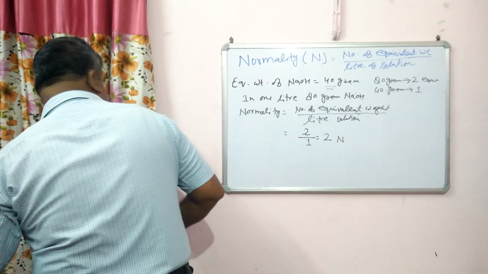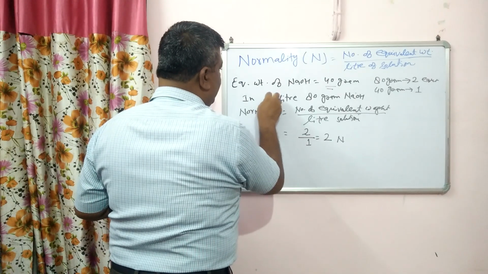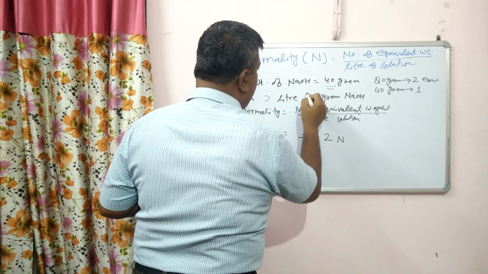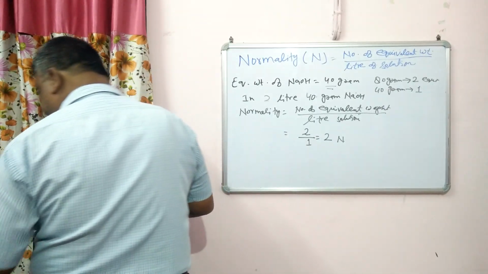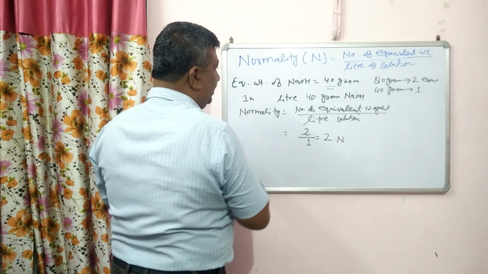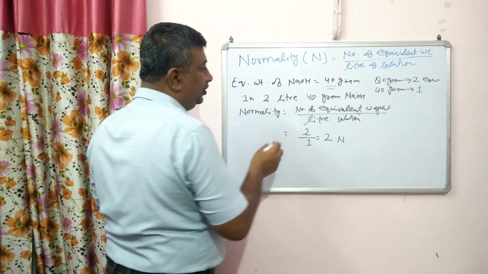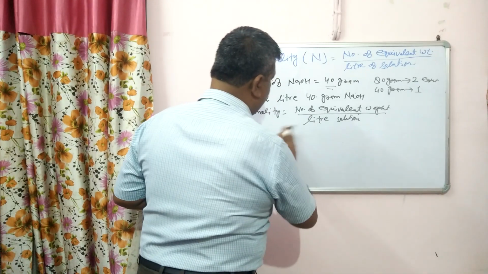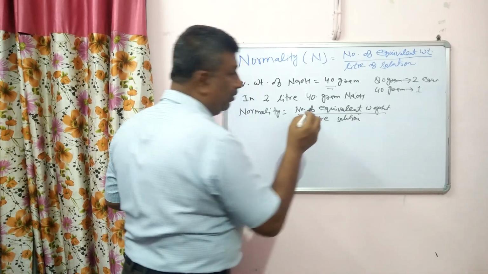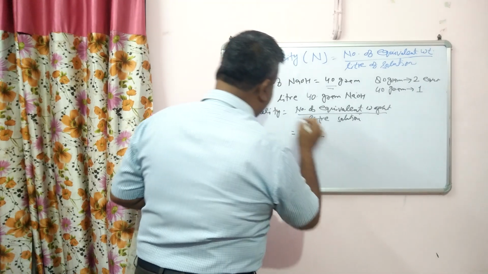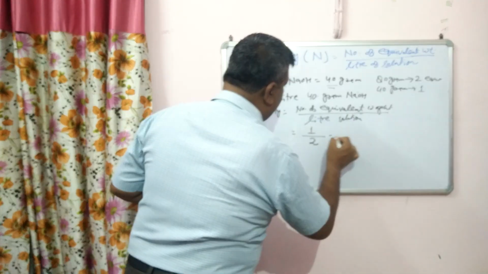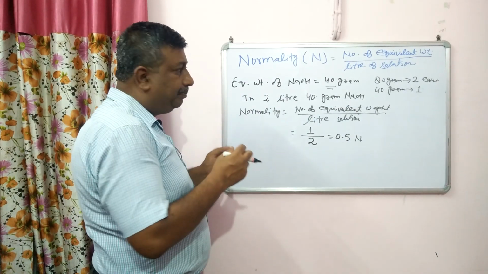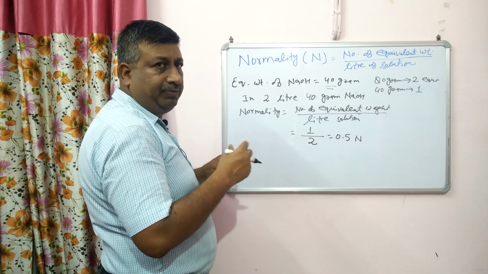Another example, suppose 40 gram NaOH is dissolved in 2 liter water. Water is 2 liter, or we can say solution is 2 liter. So now the number of equivalent weight is equal to 1, because 40 gram is equal to 1 equivalent weight, and the solution is 2 liter, so it is 0.5 N. So this is the relationship between the number of equivalent weight and the solution in water.